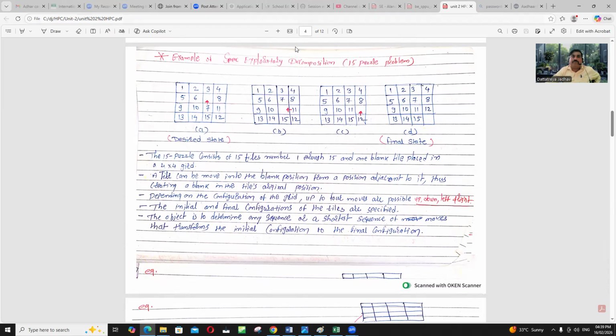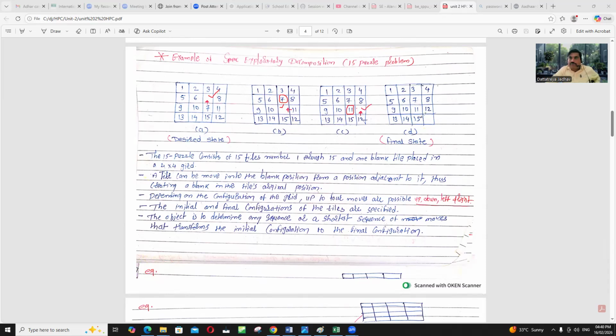So I will make a pencil mark so you can understand. This is the blank one, right? The tiles can be moved into the blank position from a position adjacent to it, thus creating a blank in the tile's original position. So either here, the 7 will move upward, like that, here 7 is moving upward. So this is one blank possibility. The second possibility, the 11 may move here. Just look, here 11 is moving here. So this position will be blank.